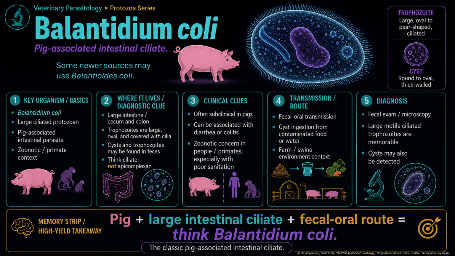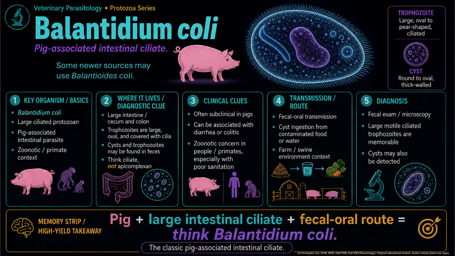Balantidium coli is the classic pig-associated intestinal ciliate. Some newer sources use a different name, so just know you may encounter both. The species name coli points us towards the colon, which is exactly where this organism belongs, the cecum and large intestine. Pigs are often subclinical, but infection may be associated with diarrhea or colitis.